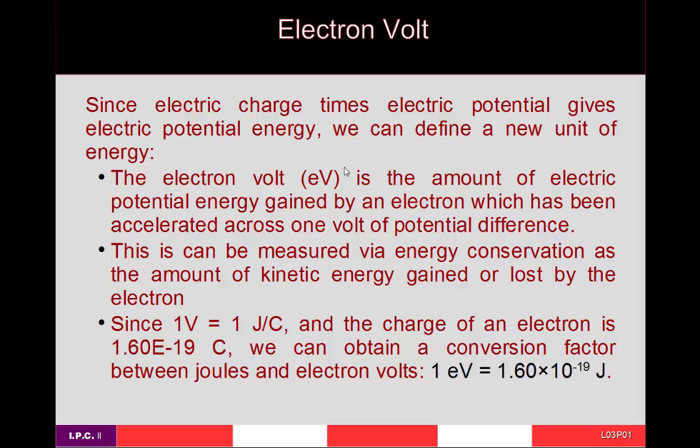By the way, since electric charge times electric potential gives potential energy, we actually have a new unit that we can define for energy. And this new unit is called the electron volt. It's abbreviated eV. So basically it is the amount of electric potential energy which is gained by an electron, or for that matter a proton, anything with a charge of e, when it's been accelerated across 1 volt of potential difference.